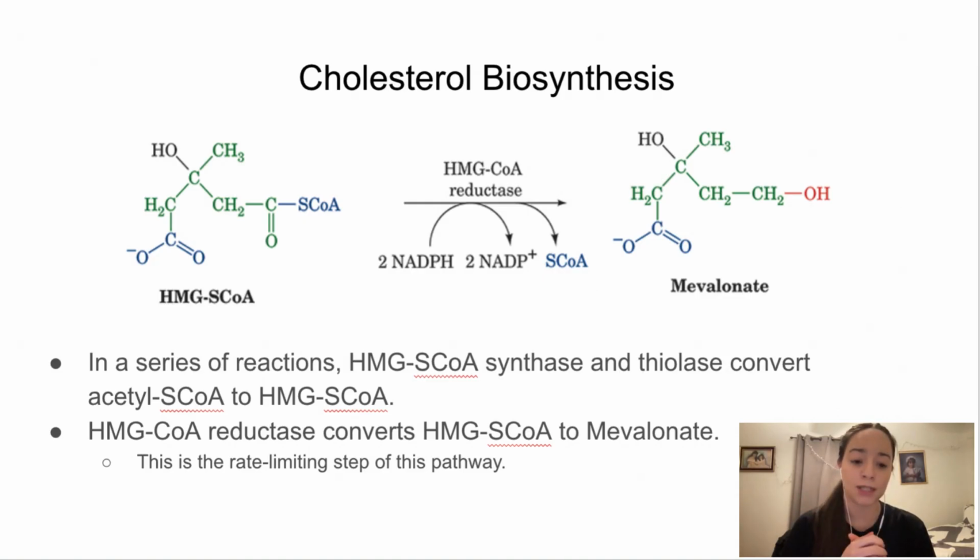This is the rate limiting step of cholesterol biosynthesis, and it's also a really important step to know because when it comes to lovastatin, we're going to be revisiting this step to understand how lovastatin helps to lower cholesterol.